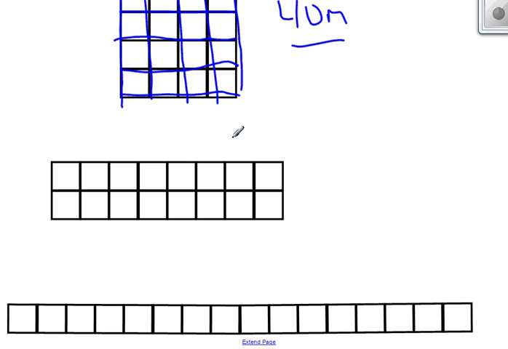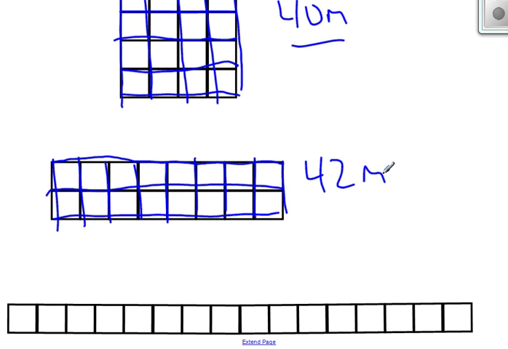Now, let's say that you don't trust me about the whole square issue and you made this garden. You would need 1, 2, 3, 4, 5, 6, 7, 8, 16, 24, 26, 28, 30, 32, 34, 36, 38, 40, 42 meters. That's more.